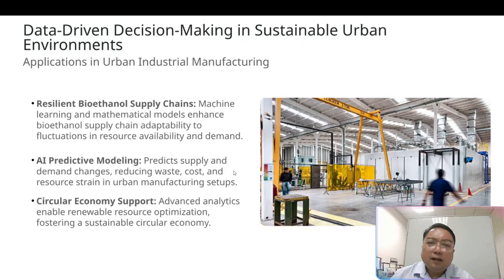Okay, for example, using data-driven decision making in a sustainable urban environment, they use a resilient bioethanol supply chain. Machine learning and mathematical models enhance the bioethanol supply chain's adaptability to fluctuations in resource availability and demand. AI predictive modeling predicts supply and demand changes, reducing waste, cost and resource strain in an urban manufacturing setup.